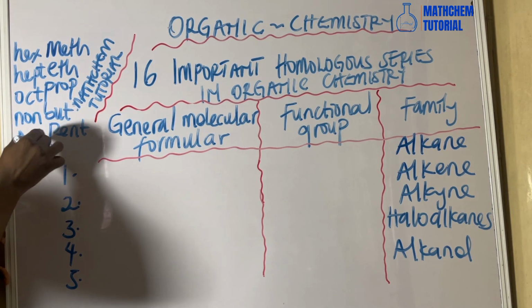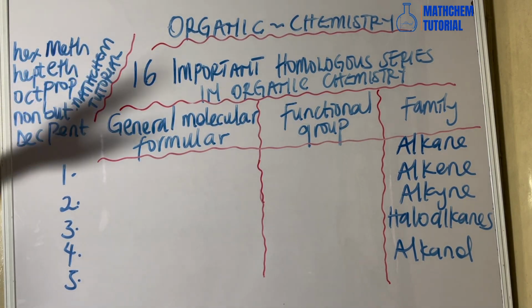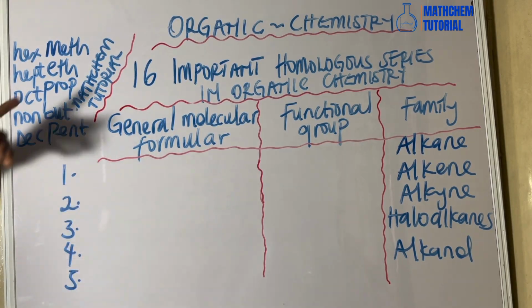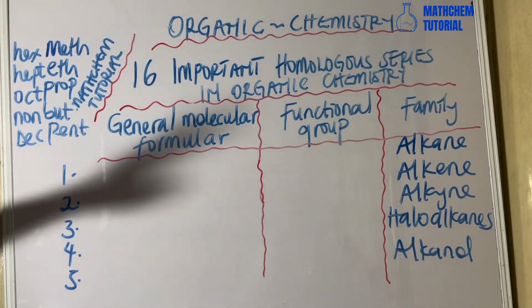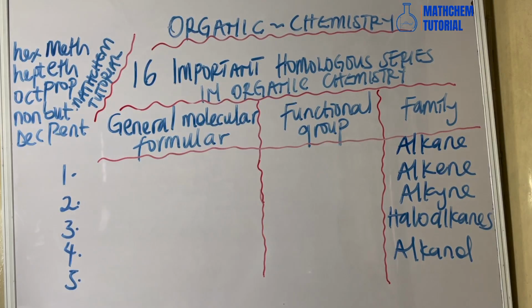Then we have dec. I believe most students will know about this because it's a very familiar thing. Meth means one carbon, eth means 2 carbons, prop 3, but 4, pent 5, hex 6, hept 7, oct 8, non 9, and dec 10. That's the number of carbon. So now let's start.